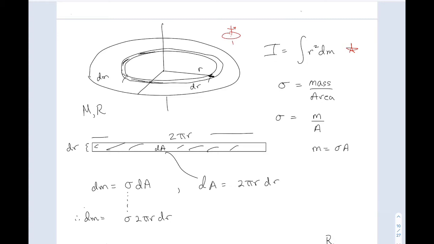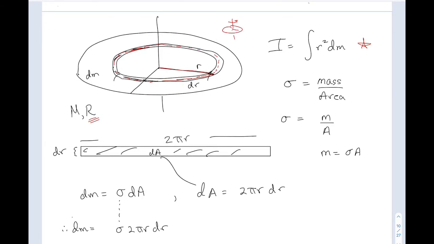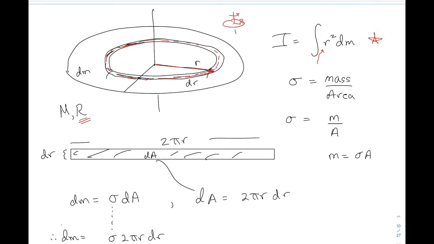But the difference here is my dm. Here's my disk, and my differential element of mass is a thin ring. This little thin ring is at a distance r. Capital R is the radius of the disk. Little r is the distance out to my mass element dm, and my mass element is a thin ring.